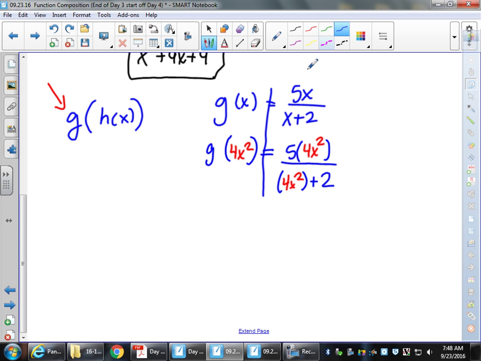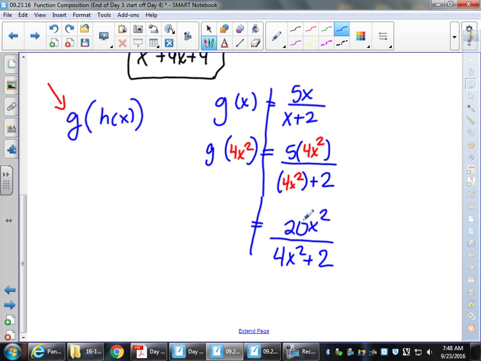What is the result in the numerator? Say that one more time. 20x squared. And then anything I can do in the denominator? No. How many people got this far? Why is this not done? Why did I write a different answer?